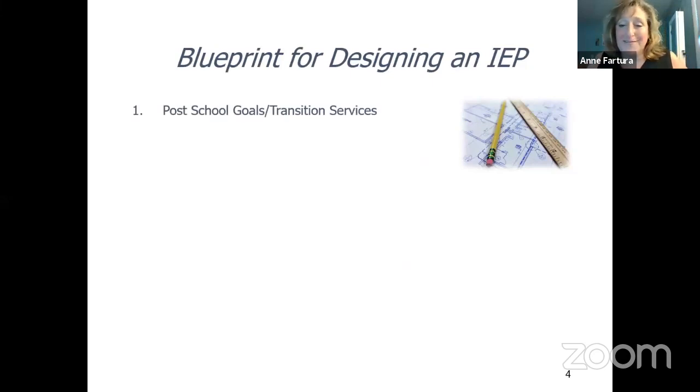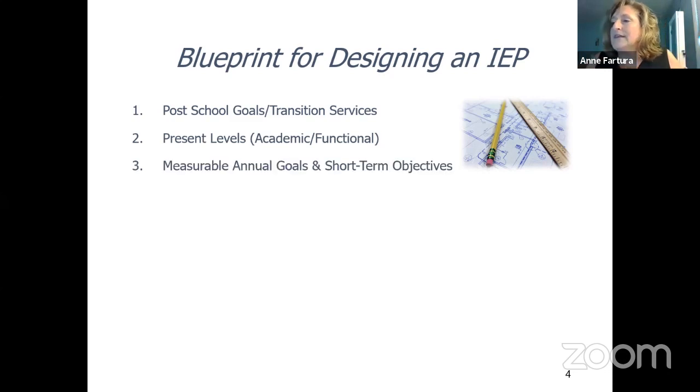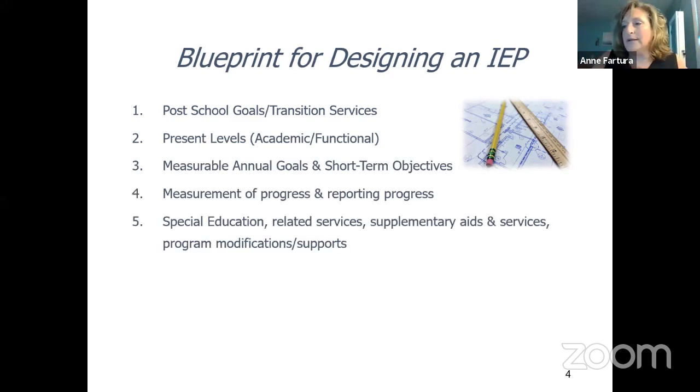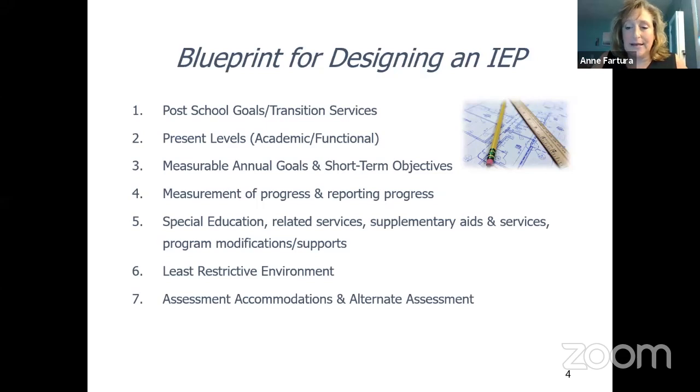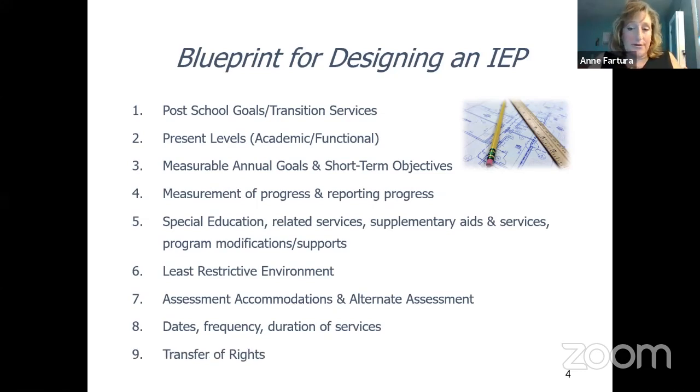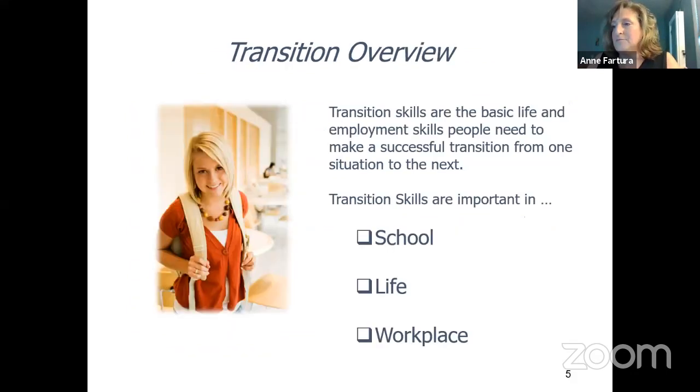We talked about that blueprint. Here are all the components. I'm not going to read off each one. These are all 9 of the major components required by IDEA in an IEP. We're going to talk about each one of these components in depth from here on in and what that means for your student. Hopefully it all comes together. And within these next few slides, we're going to revisit the transition process. Okay, next slide, please.